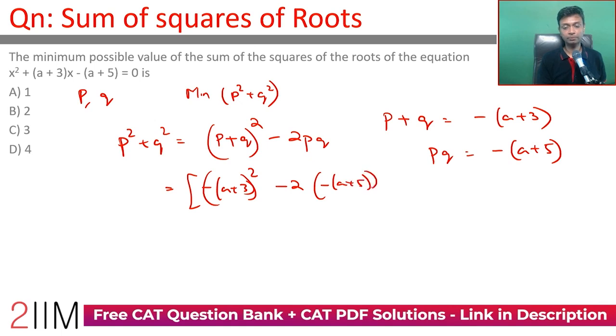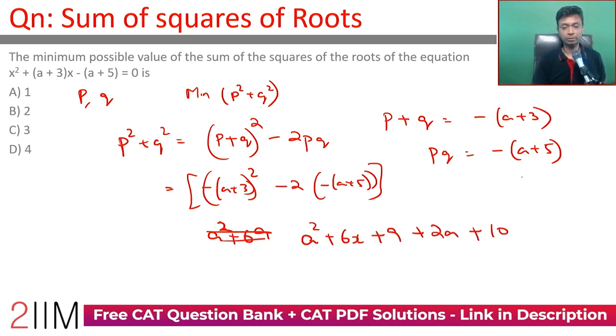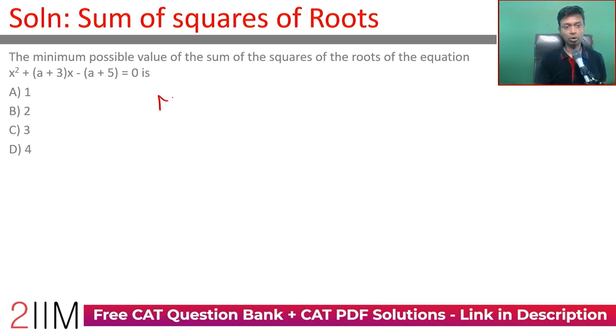a plus 5. Or this is a square plus 6a plus 9 plus 2a plus 10. And or this is a square plus 8a plus 19. So now we want to find the minimum value of a square plus 8a plus 19.